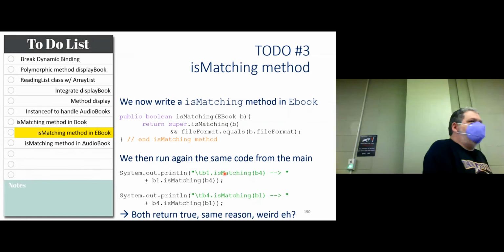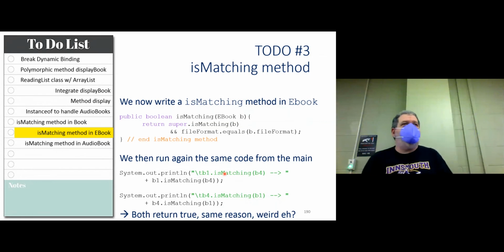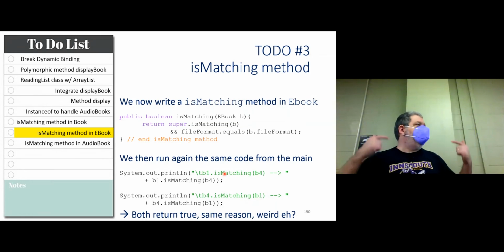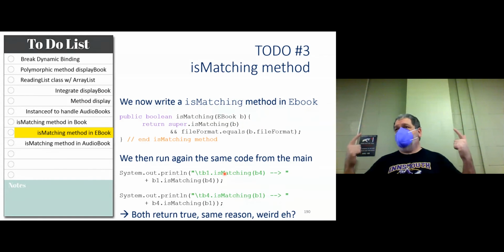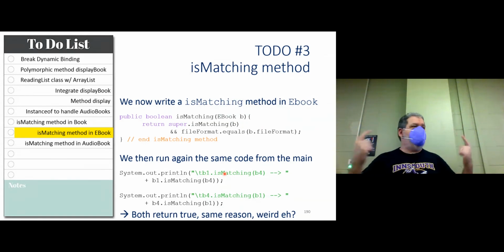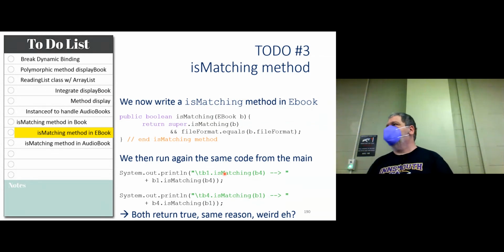So if the method from the subclass is not a good match for whatever reason, what do we do? We check the superclass. Do you have another isMatching for me? Sure thing. I got an isMatching that is an overloaded version that takes a book. Oh, that one takes a book. b1 is a book. Guess what? That call is going to work.